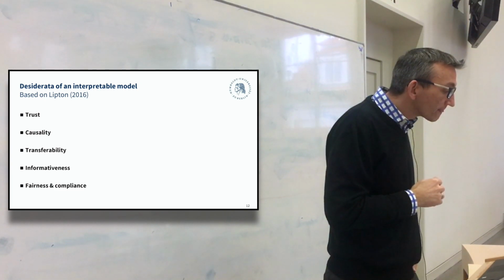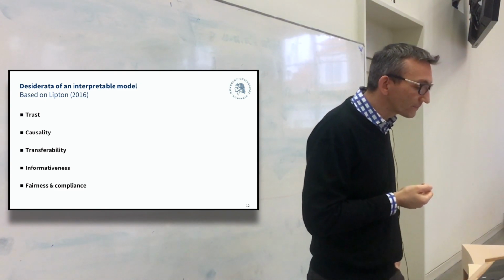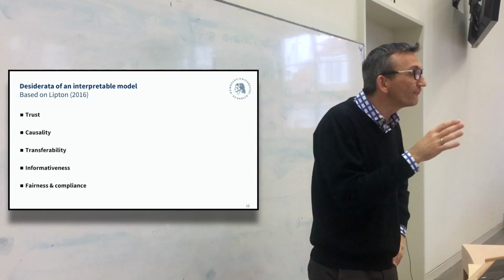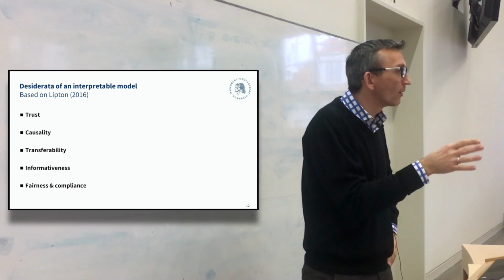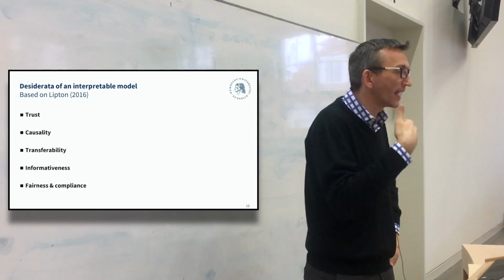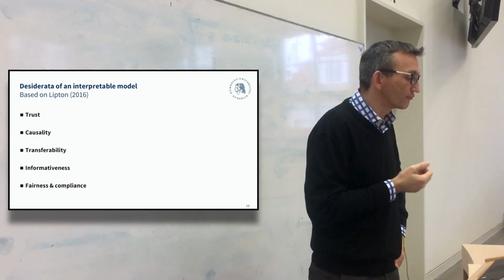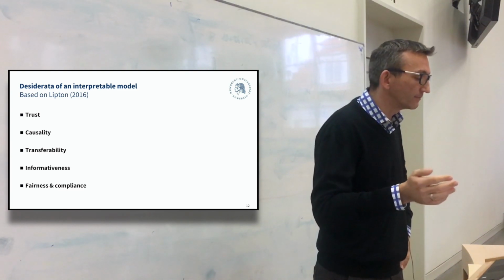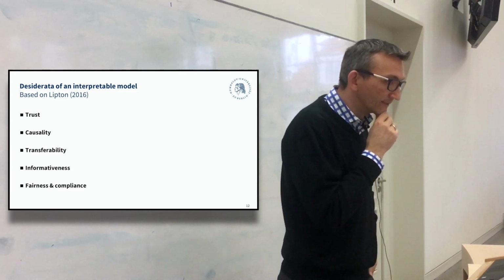Then we have transferability, which again refers to the difference between our training data population and the test population, and interpretability. It's related to trust, can build trust that we can deploy our model.